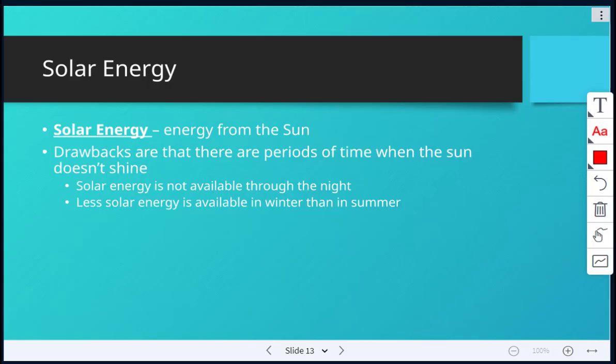So next we're looking at solar energy. This is the energy from the sun. Some drawbacks to using solar energy are the periods of time when the sun isn't shining. Therefore, solar energy is not available through the night. There's also going to be less solar energy available in winter than in summer.